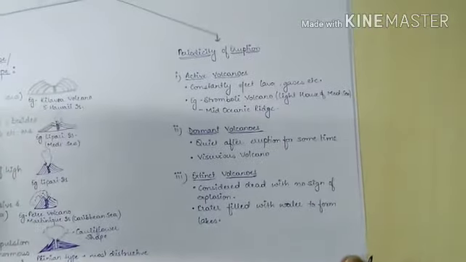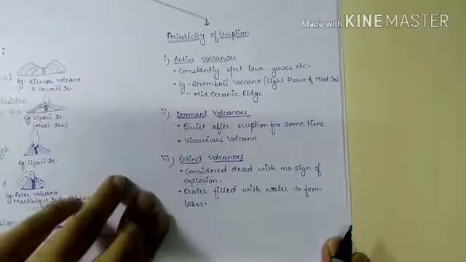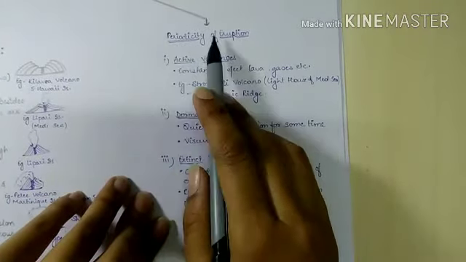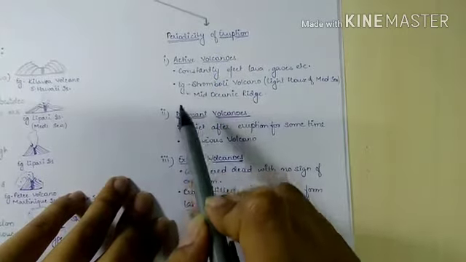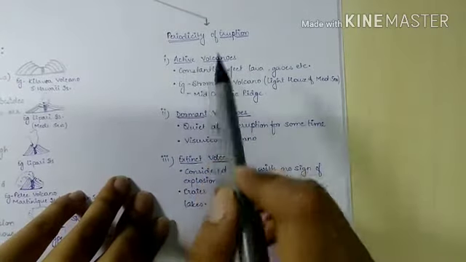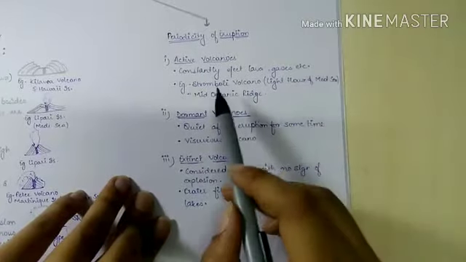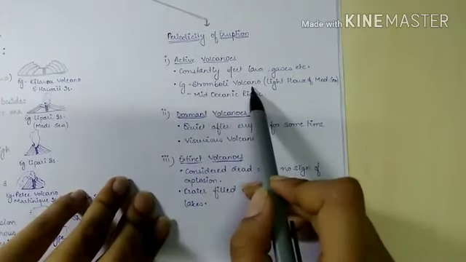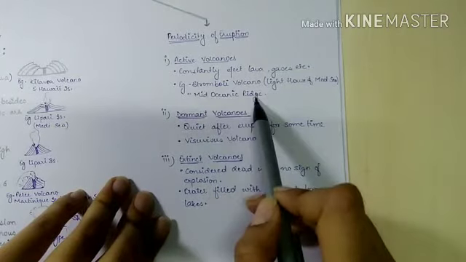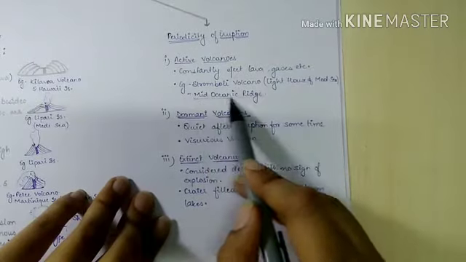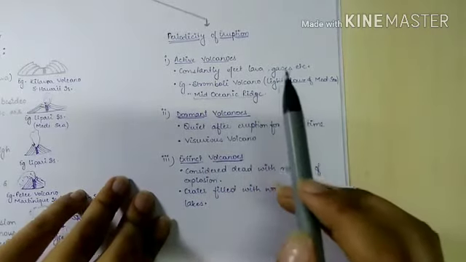Next is the classification of volcanoes on the basis of periodicity of eruption. On this basis, we have three types of volcanoes. First is the active volcano, which constantly ejects lava, gases, etc. Basic examples are Stromboli volcano or the mid-oceanic ridge. Along the mid-oceanic ridge, we have many volcanoes which are active.